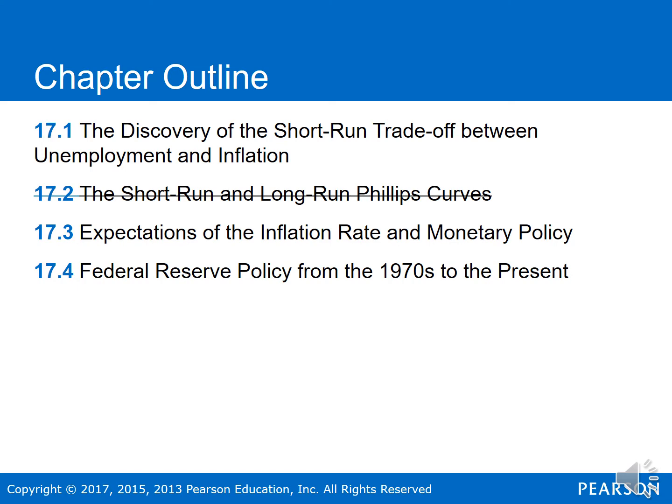So we're going to ignore section 17.2, looking at the Phillips curve in the short run and in the long run. So we're going to begin this chapter by discussing the short run trade-off between the unemployment rate and inflation, which is called the Phillips curve relationship. Then we'll look briefly at section 17.3. We'll look at the expectations of the inflation rate and how that affects monetary policy. And we'll give just enough background on that so we can understand section 17.4, Federal Reserve policy from the 1970s to the present.